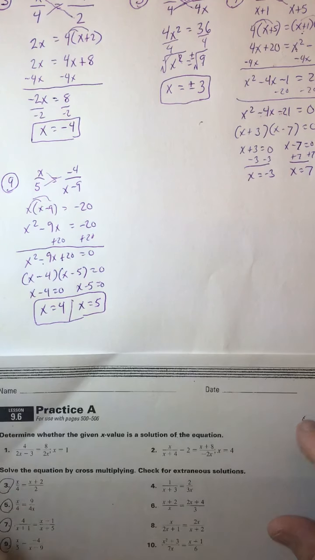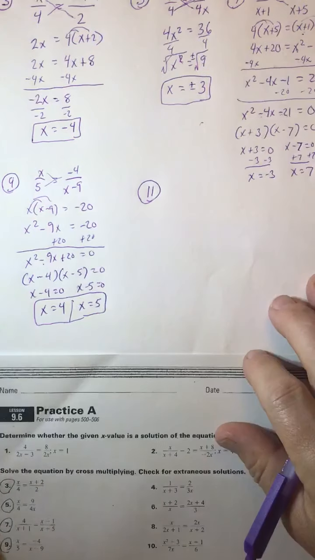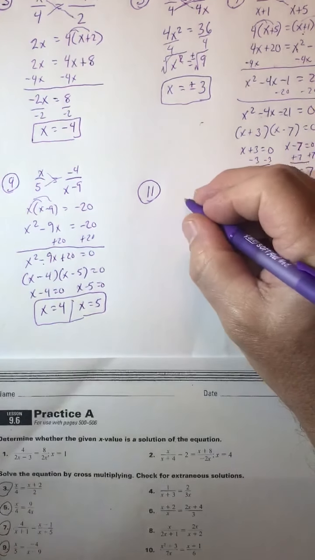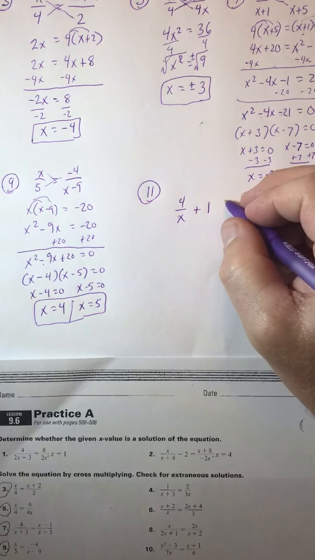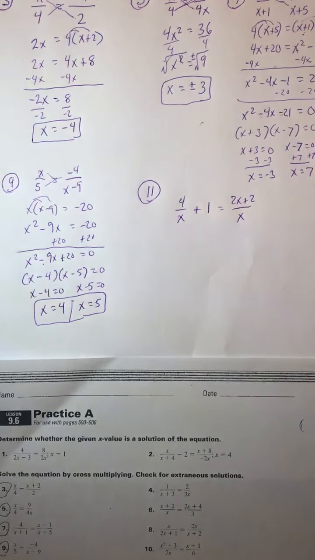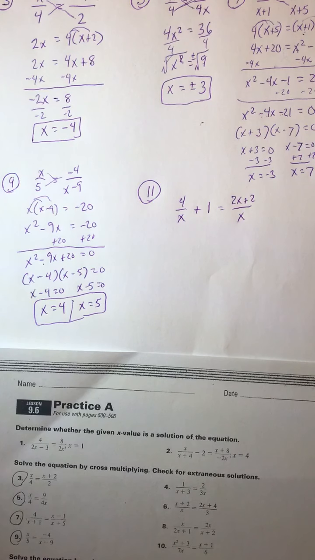All right, that takes us to number 11. So number 11, I have 4 over x plus 1 equals 2x plus 2 over x. All right, so now when I'm doing this one, it's like the ones we did for homework yesterday. Well, this is the ones we did in the notes. All right, so I need a common denominator.